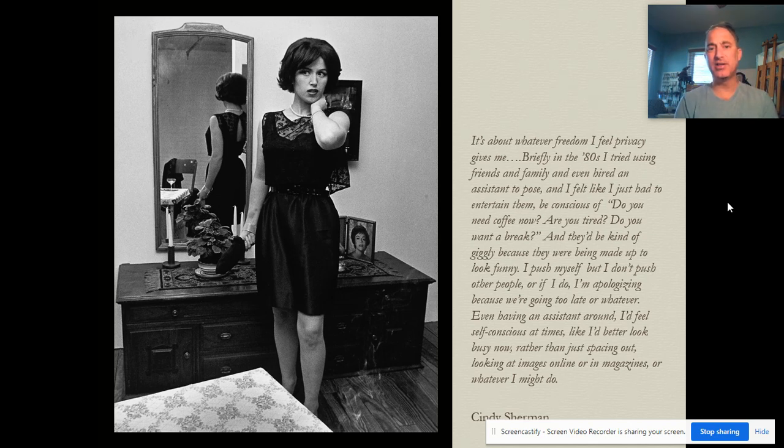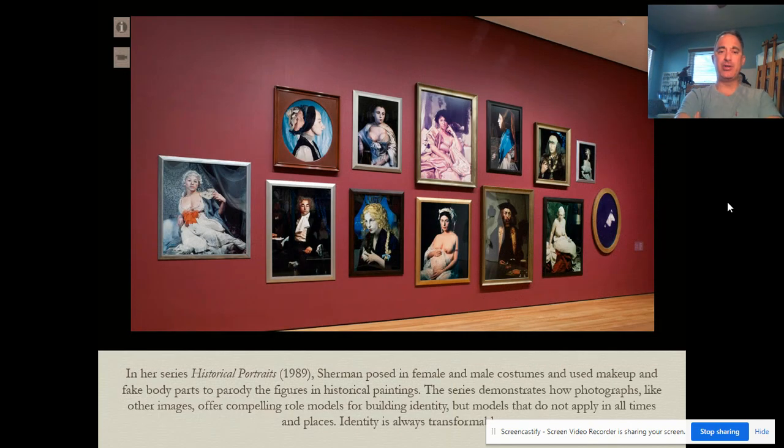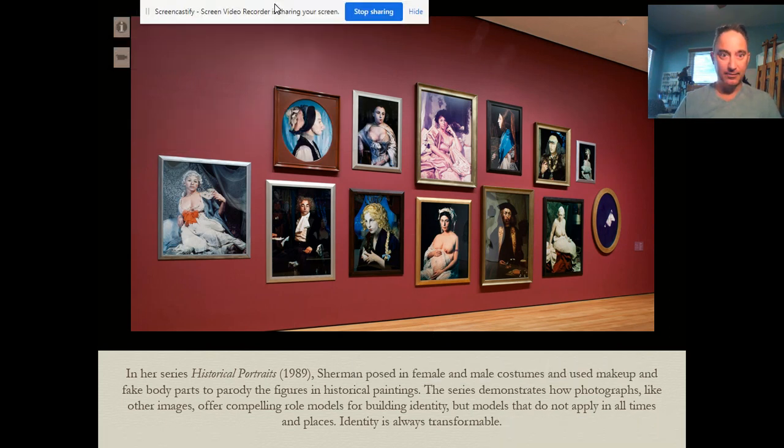So by isolating herself, by using herself as the model, she's able to fully get in touch with what she's expressing, outside of the influence of others and societal norms. Now, eventually she turned to this History Portraits series, in which she would start using prosthetics, so you want to write that down, and costumes, posing as both male and female, in order to again express this idea of the overabundance of a male perception in the art world. Let me move this so you can read.